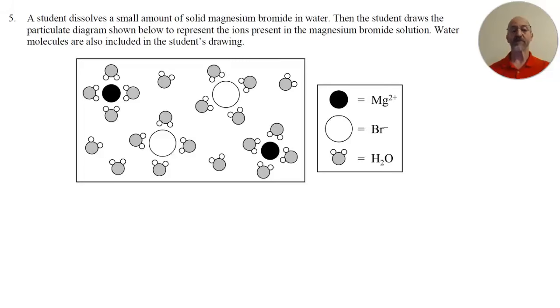So we can see in the drawing we have water molecules, which are represented by a gray circle. That's the oxygen atom in the water molecule. And there's 2 white circles touching that gray circle. Those are the hydrogen atoms in the water molecule. Then we have a black circle representing the magnesium ion, and we have a white circle, a larger white circle representing the bromide ion. So here is question 5, part A.